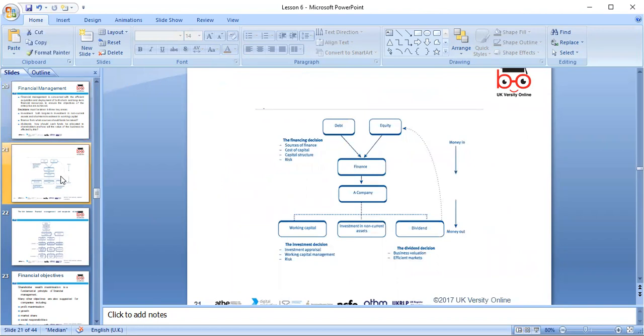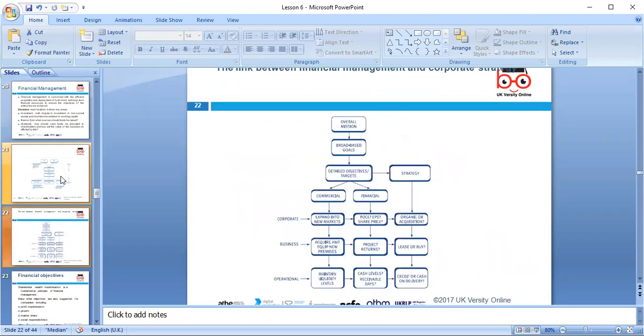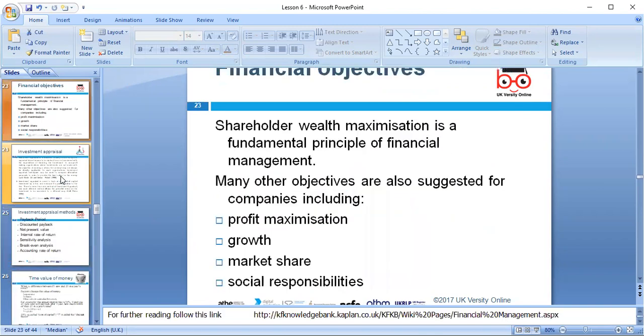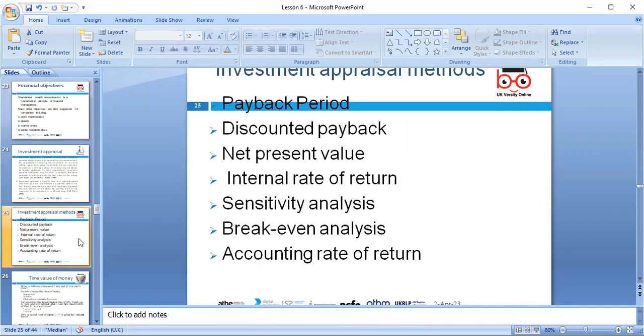Okay, so we can look at the different sources of finance. If you make the decision, always look at what the purpose of the finance is. And then always look at how we can maximize shareholders' wealth. Shareholder value increases, and ultimately the goodwill of the company increases. I copied the link here, the Kaplan link, please. It's quite good for background reading, to enhance your understanding of the subject area. Growth, market share and corporate social responsibility are also objectives.